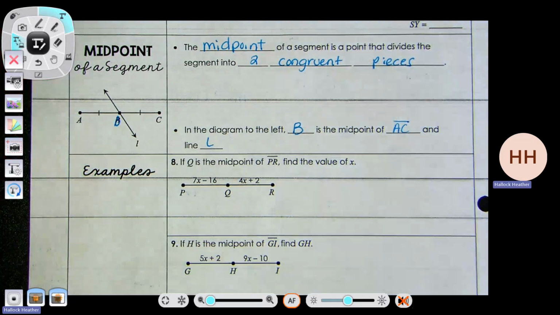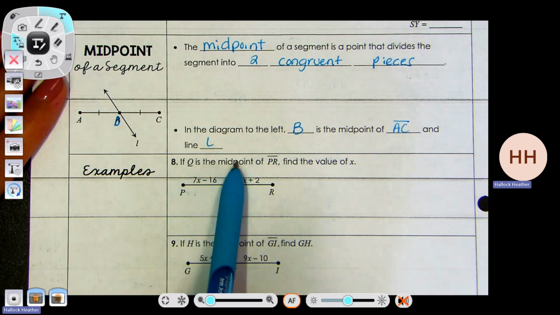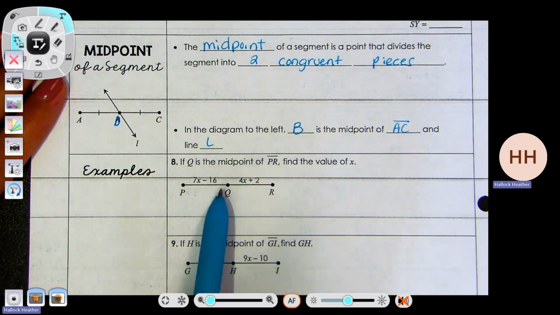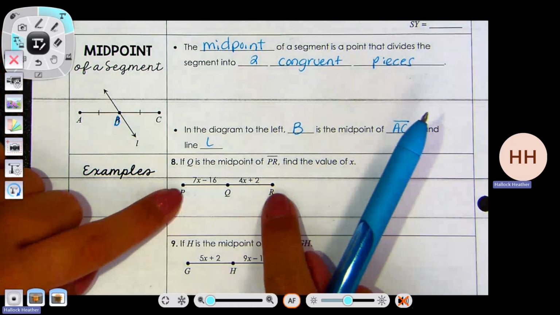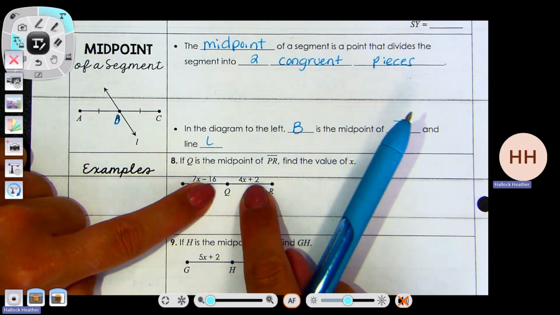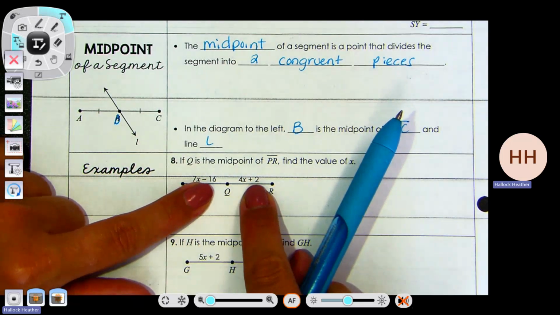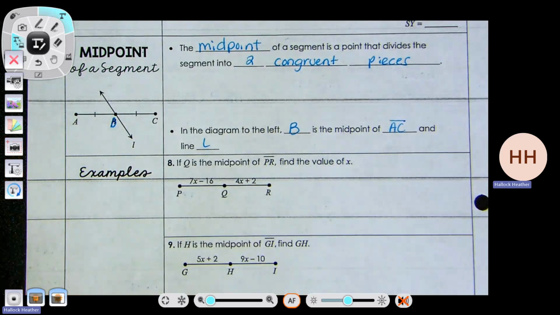So last time we were given the whole length, so we did a piece plus a piece equals the whole thing. This time I'm not going to know what the whole length is, but I know the 2 pieces are congruent, I know that they're equal to each other. So it says if point Q is the midpoint of PR, meaning it's in the middle, it cuts it in half, we have to find the value of X. I do not know the whole length. So what could I do with these two little equations? If I know that they are equal to each other, they are congruent, what is an equation I can make? I'm not adding them together.